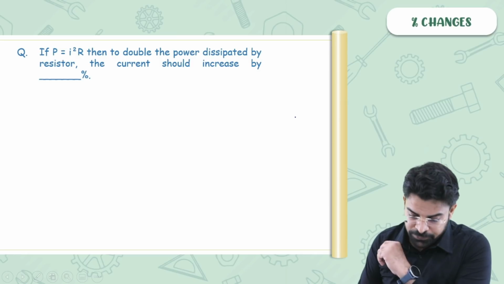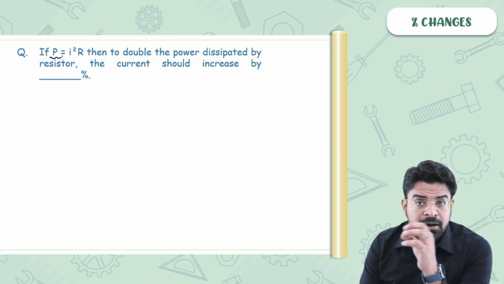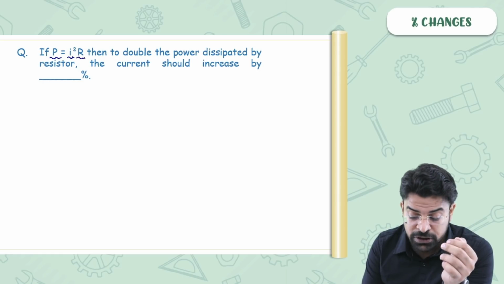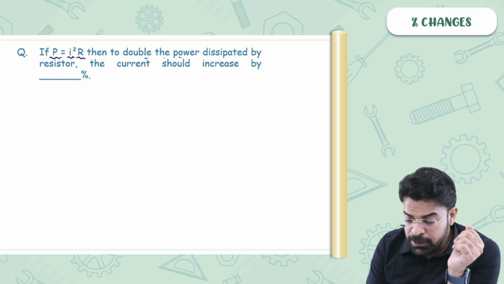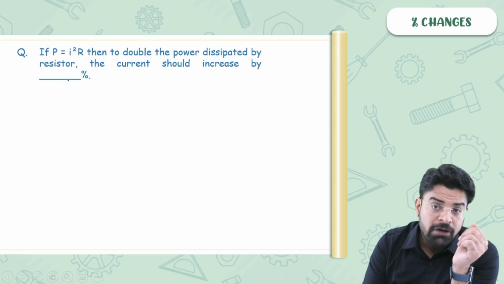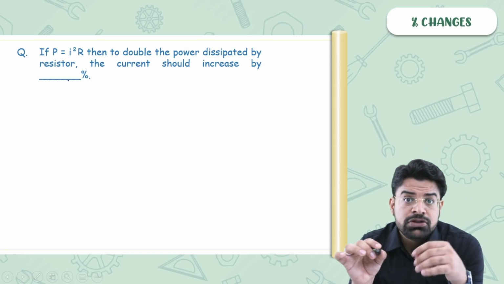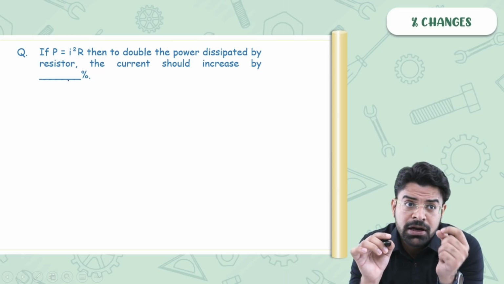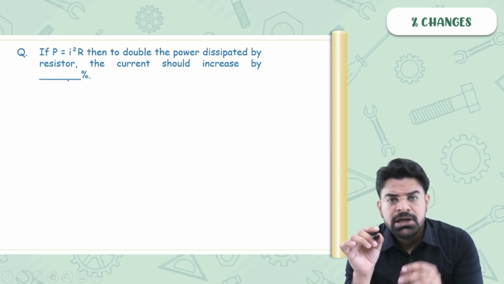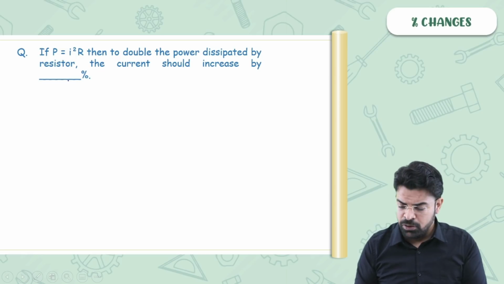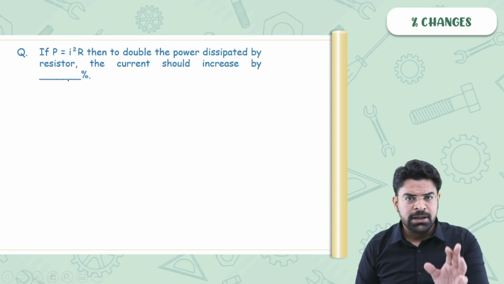Let's see this question. If power dissipated by a resistor is equal to the current flowing through the resistor whole square into its resistance, then to double the power dissipated by the resistor, the current should increase by a dash percentage. So power dissipated by a resistor equals I square R. Then to double the power dissipated, the current should increase by how many percent? These types of questions do come in competitive examinations very commonly. So you should be able to answer them without even raising your pen.